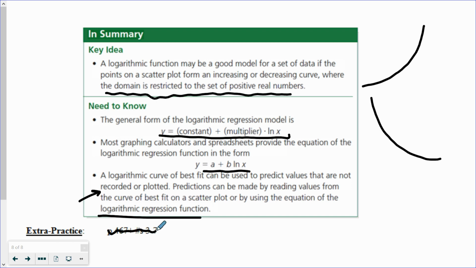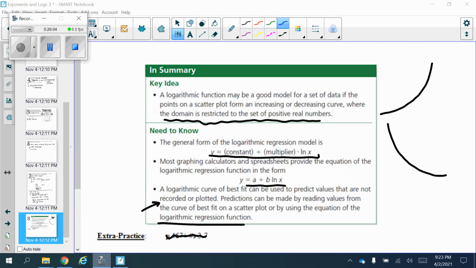If you look over to the next page, there are no practice questions, it's the next lesson. So you must have a worksheet to be working on, an exponents worksheet. So that's what the rest of your day looks like. All right, take care.